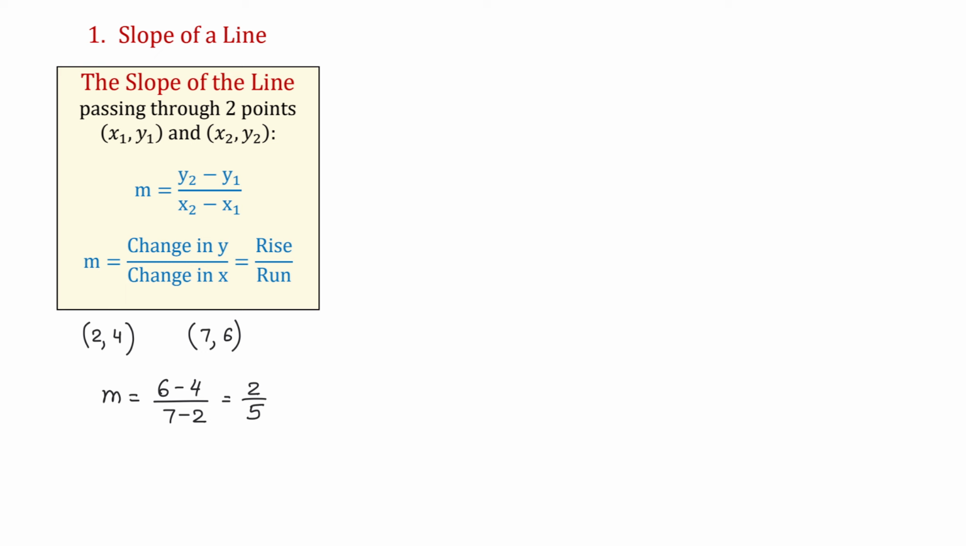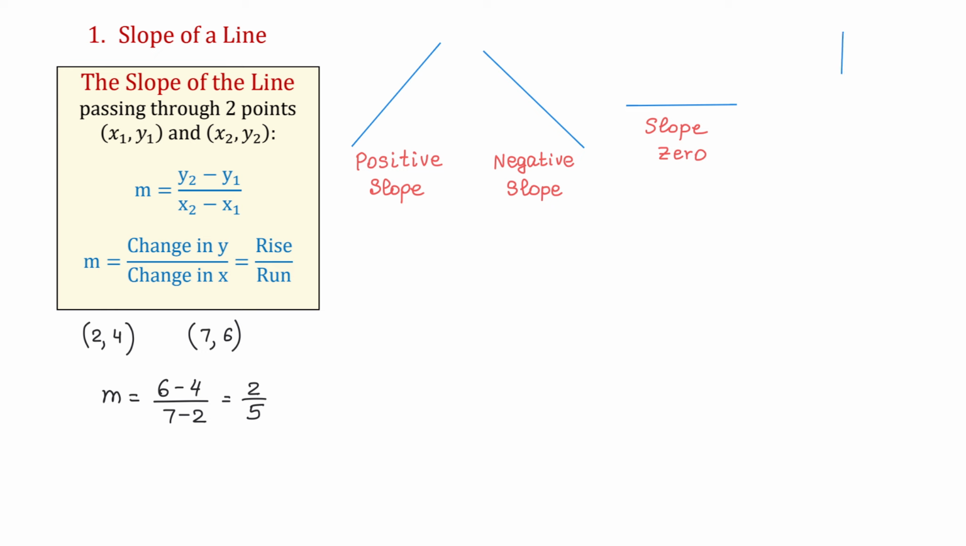We also need to know that if a line is increasing, then the slope will be positive. But if a line is decreasing, the slope will be negative. A horizontal line will have the slope 0, and a vertical line will have the slope undefined.